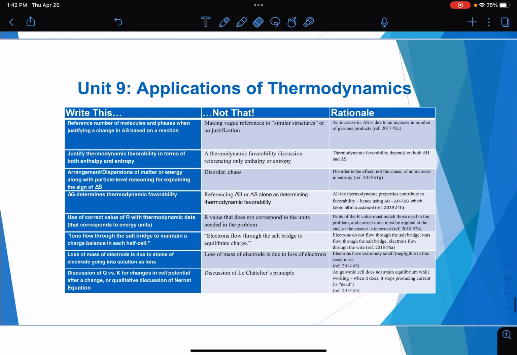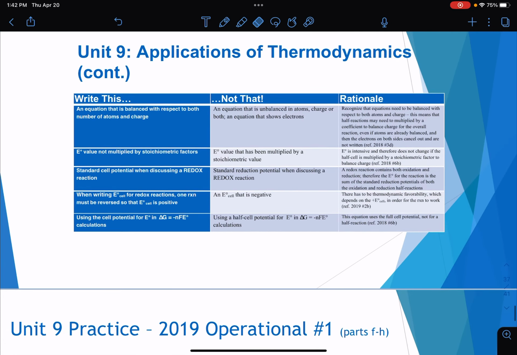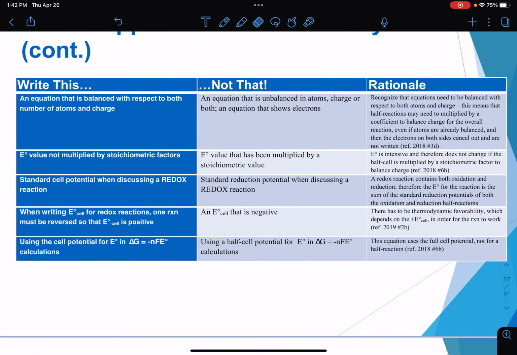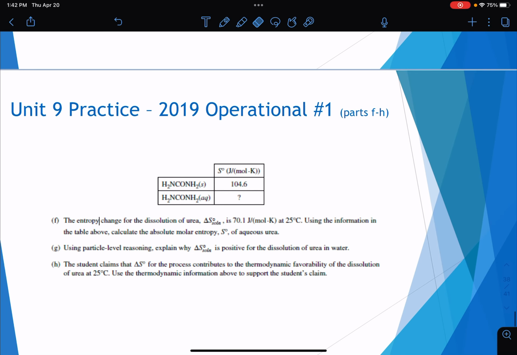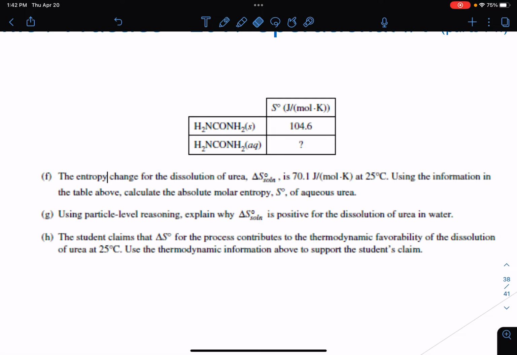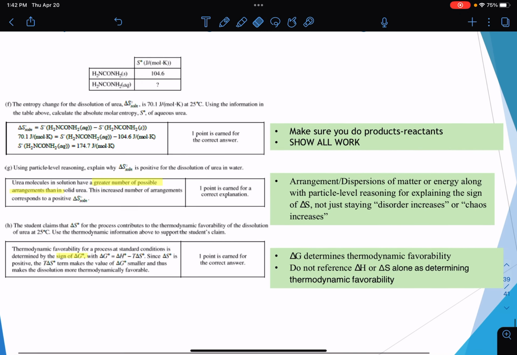Pause to read through these about Unit 9. And here's some more about Unit 9. Let's work out this problem for Unit 9. And here is the scoring guideline.